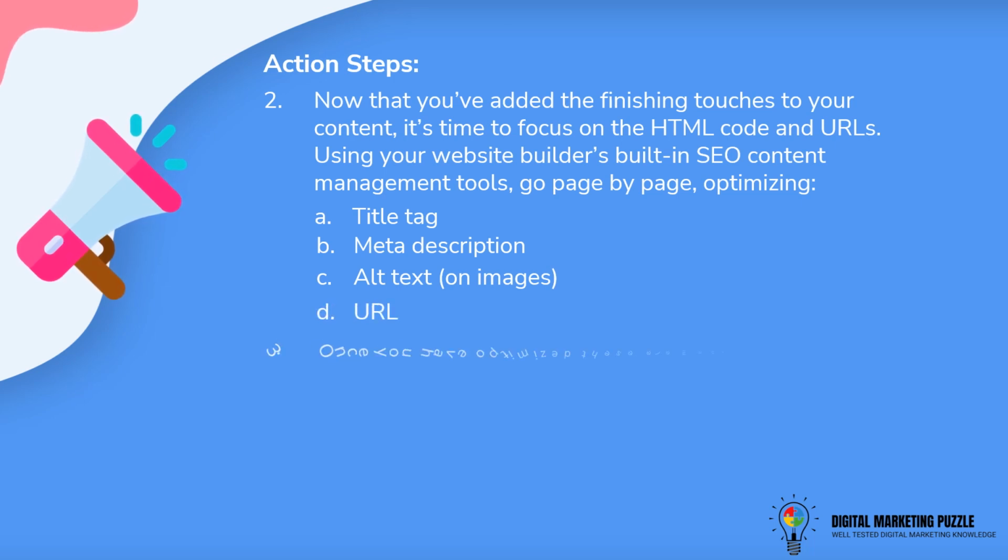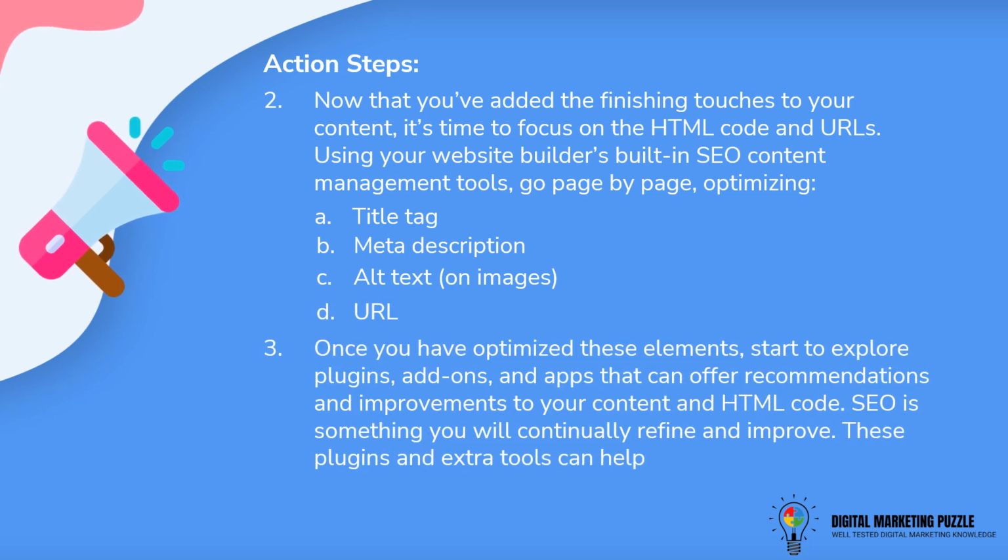D. URL. 3. Once you have optimized these elements, start to explore plugins, add-ons, and apps that can offer recommendations and improvements to your content and HTML code. SEO is something you will continually refine and improve. These plugins and extra tools can help.